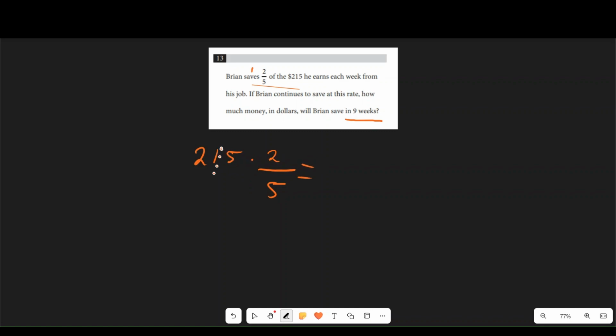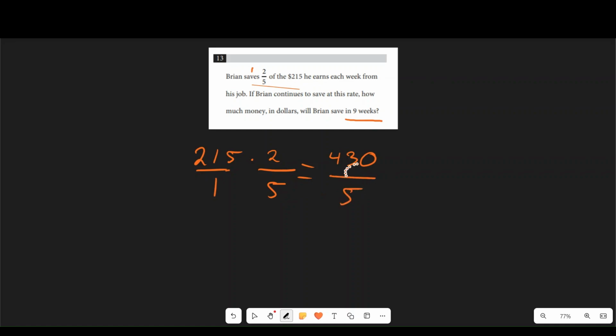So what you can do is imagine 215 is just another fraction, right? 215 over 1. 215 divided by 1 is 215, but when you want to write it as a fraction, you just write it over 1. When you multiply fractions, you multiply the numerator by the other numerator and the denominator by the denominator. So this one will be 430, because 215 times 2 is 430. And then 1 times 5 is going to be 5.